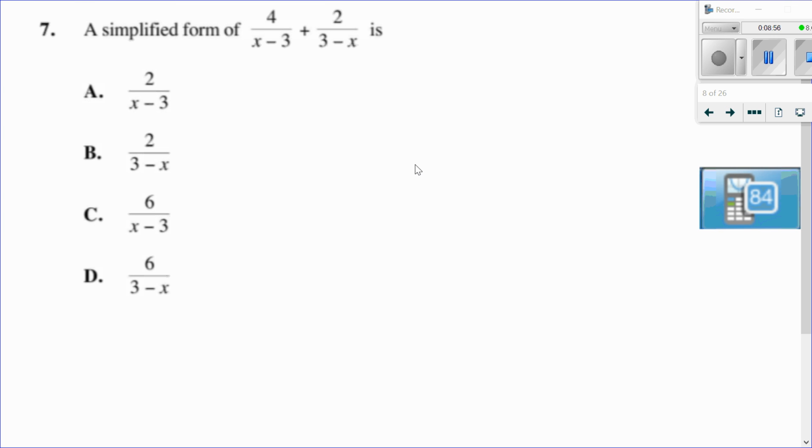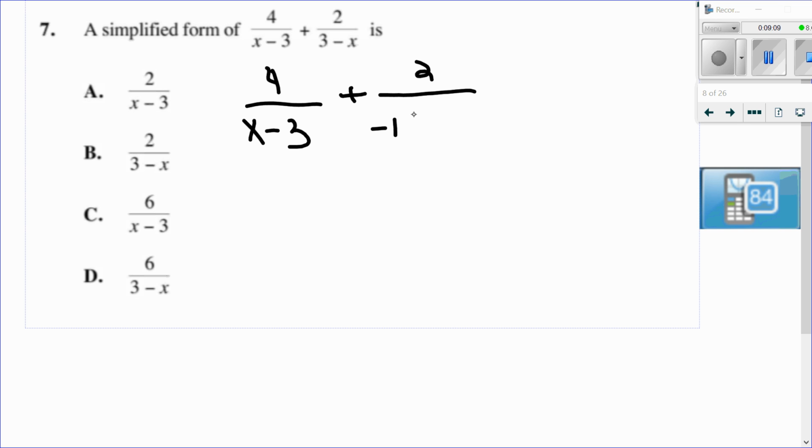Okay, for this one here, simplified form. So we're going to add these together, so I need a common denominator. Now when I'm looking at this, I notice x minus 3 and 3 minus x, those are the same but opposite. So what I'm going to actually do is factor out a negative 1.